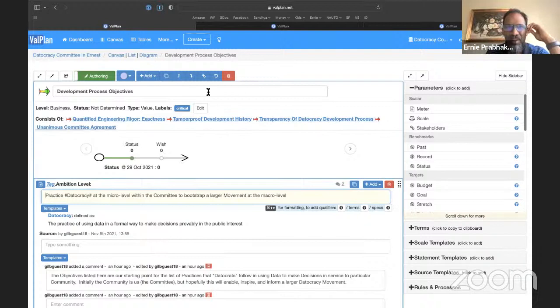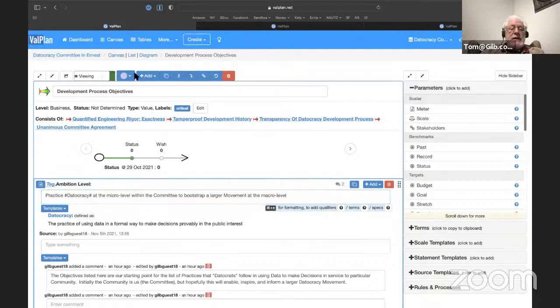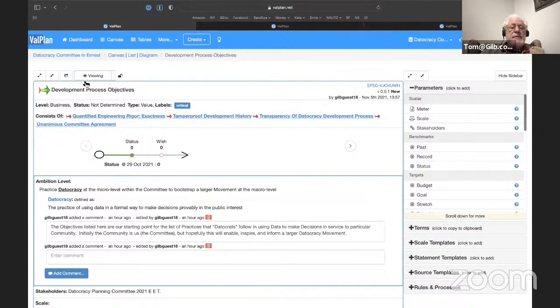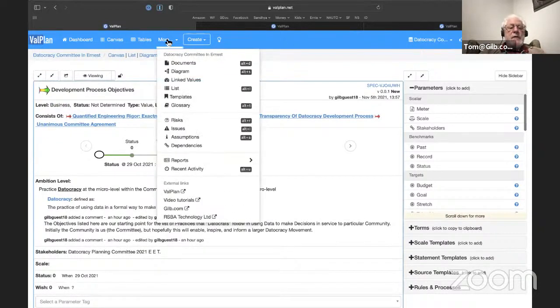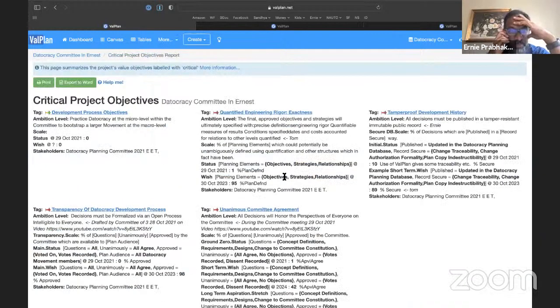Is there a way to do a report where I can just say, print me this specification and all its sub specifications? Is that a thing? Yes, there is. I'll give you an example. If you go to edit on the level line, go to edit. Actually, it's already done. You see, it says critical there. Now go up to the more and go down to the reports and critical objectives. Bingo. This is what I was looking for.